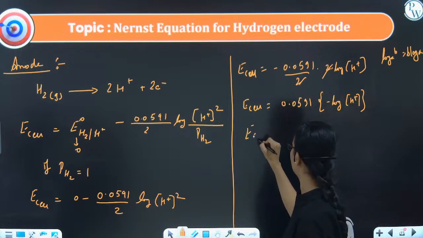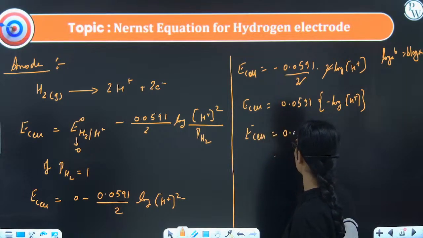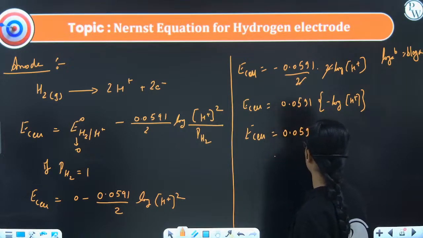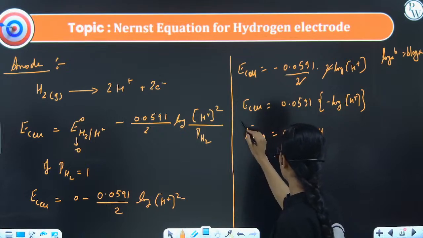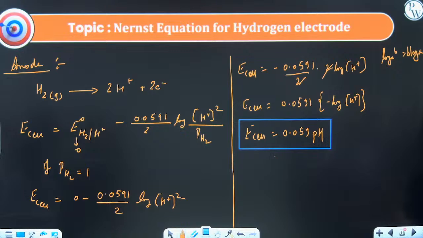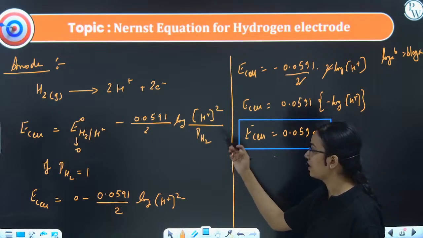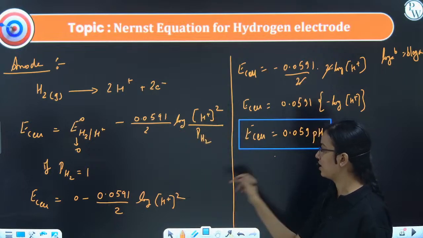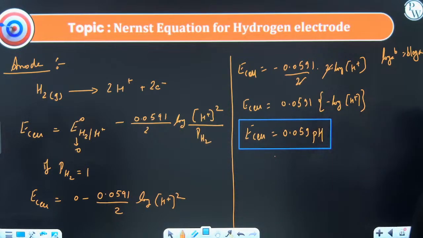तो हमारे पास फॉर्मूला आ गया E cell is equals to 0.0591 into pH. But this formula directly you can use only when pressure is given 1. ठीक है? If pressure value is anything else apart from 1, then you have to take whole equation. Okay? कोई डाउट है यहाँ पे किसी स्टेप में? Anyone having any doubt? क्लियर है? ओके, नोट करो.